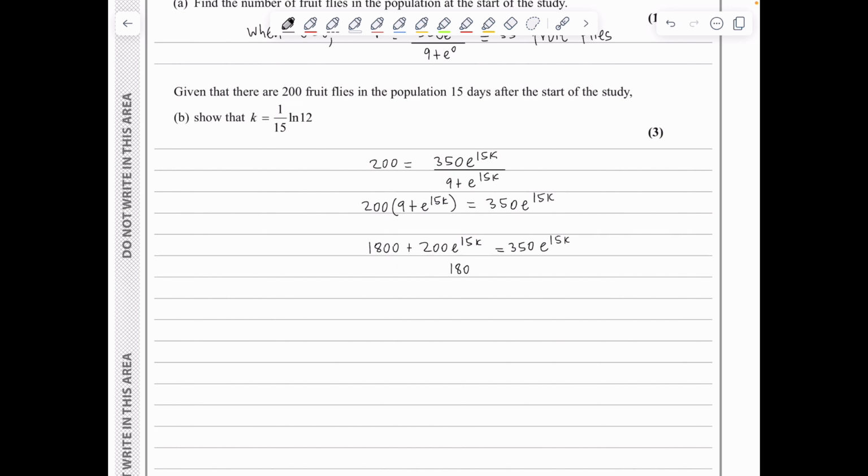1800 is equal to 150 e to the 15k. Now the 1800 with the 150 simplify, leaving a 12 on the left hand side. So if I take a ln of both sides, I get ln of 12 is equal to 15k, and therefore we have 1 over 15 ln of 12 to be the value of k as required.